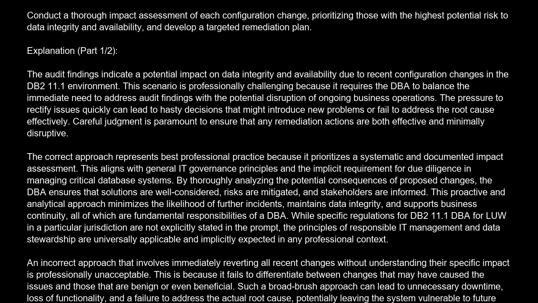Correct answer is A. Conduct a thorough impact assessment of each configuration change, prioritizing those with the highest potential risk to data integrity and availability, and develop a targeted remediation plan.